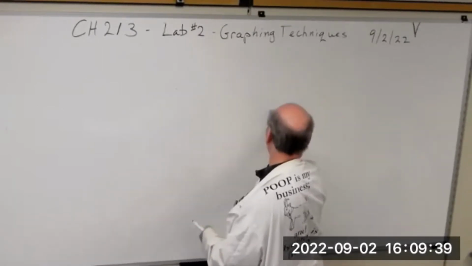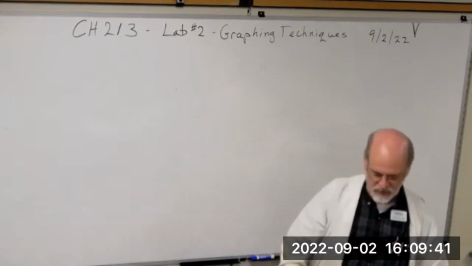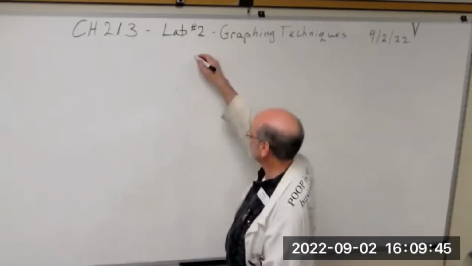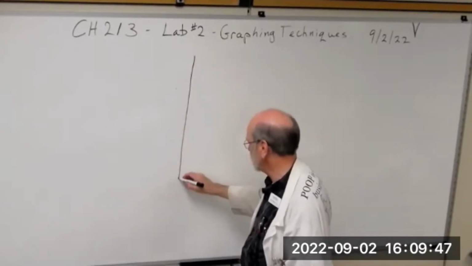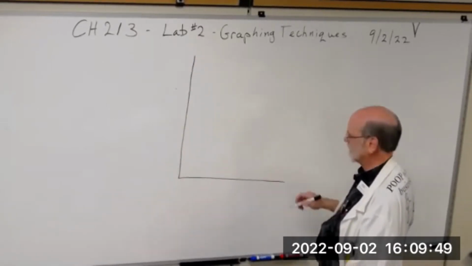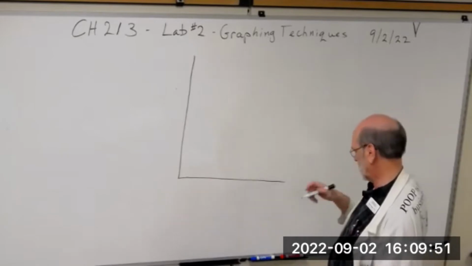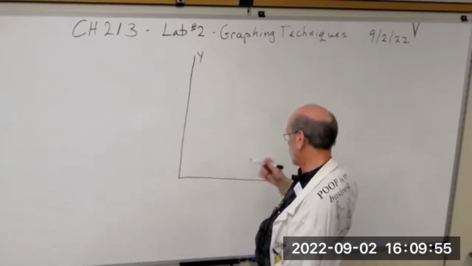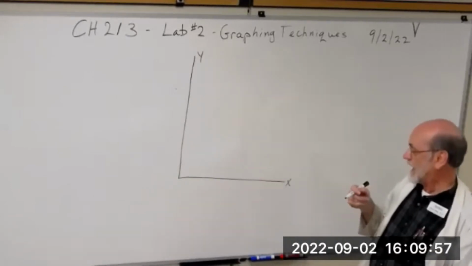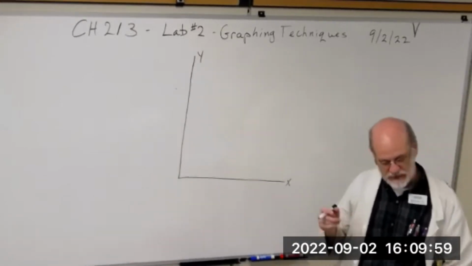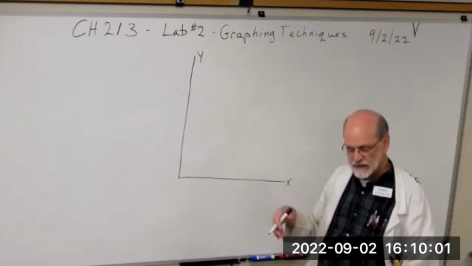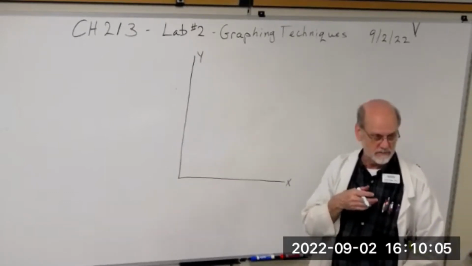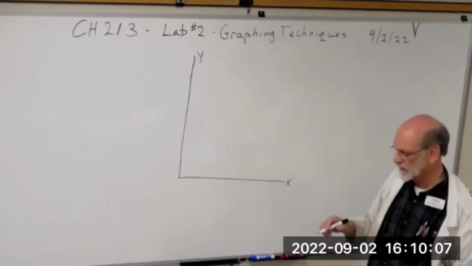Sometimes your data looks more curvy than it is linear. So let's stick to the positive quadrant. We've got some x here and some y there, and there's your origin. And sometimes we get curves. A good example is Boyle's law, which we haven't got to yet, but we will.